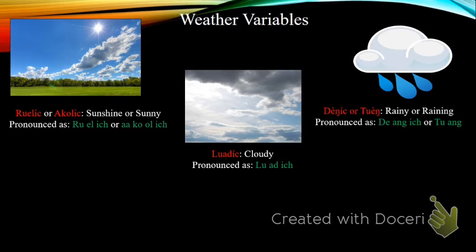Dengij or twin. This just means it's a present continuous term, which means it is raining currently. If it is currently raining right now, you would say a twin mun. Also just twin. Pronounced de-eng-itch, dengij, or chueng, which means rain.